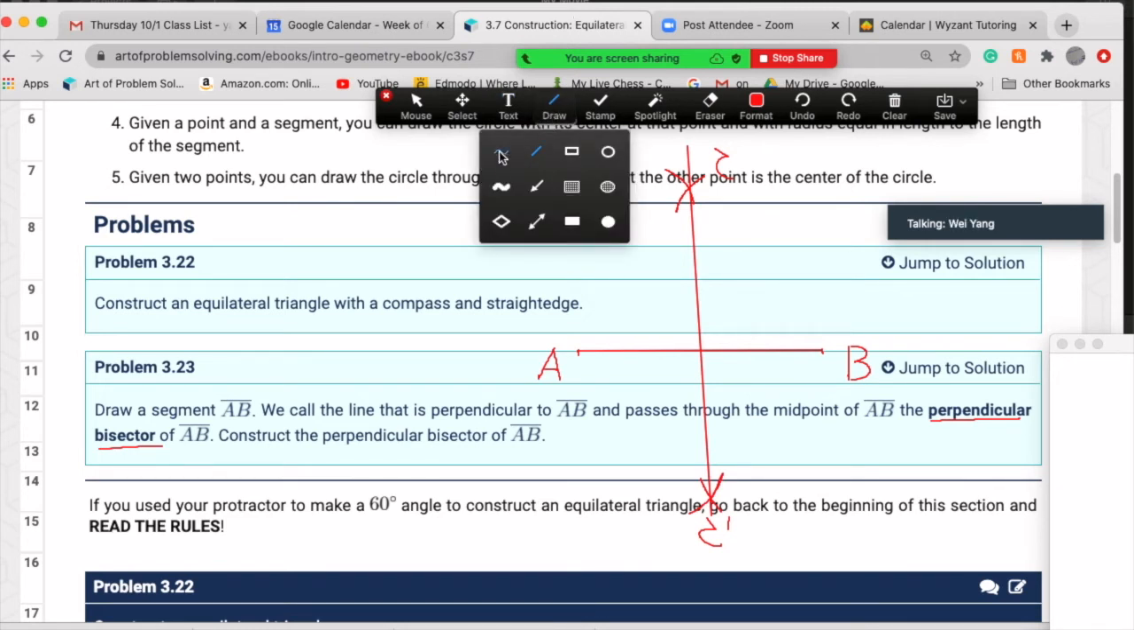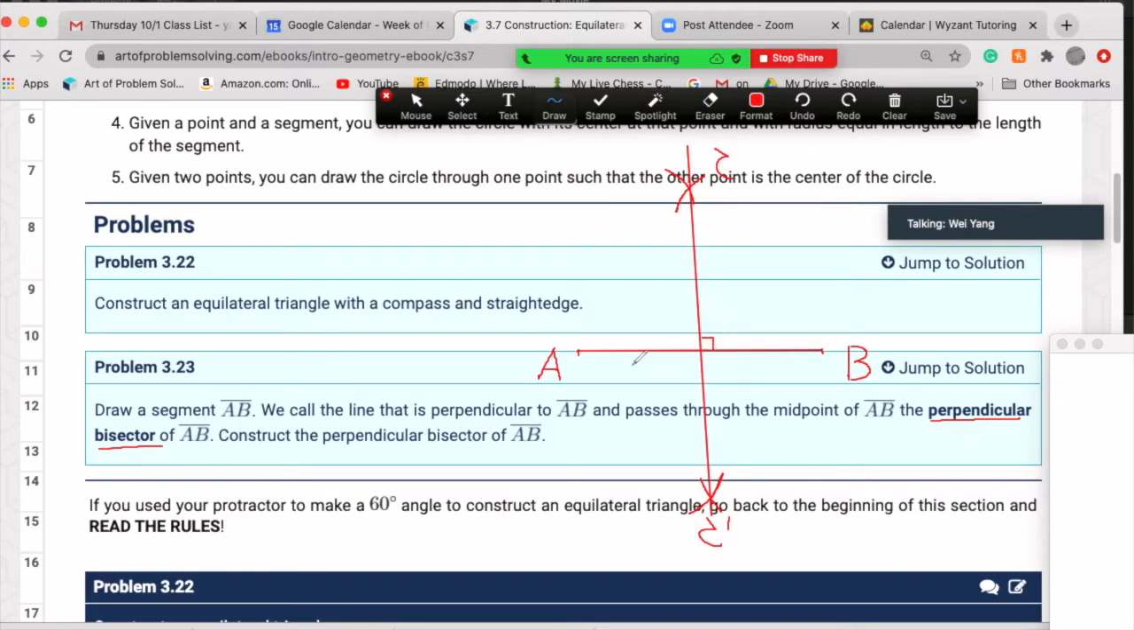Now let's prove this line is perpendicular to and bisects AB. Suppose there is an intersection at M. Now, you can connect AC, BC, and AC prime, BC prime. Now let's see how we can prove first AM equals MB, and also CC prime is perpendicular to AB. To do this, let's first prove this triangle is congruent with this one.